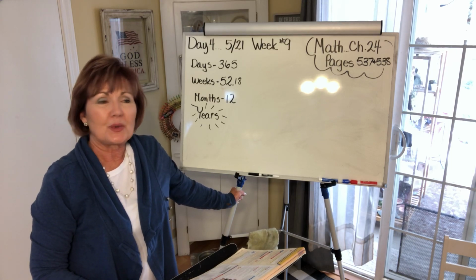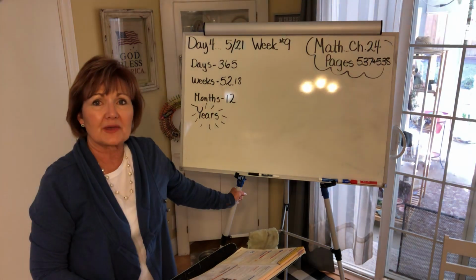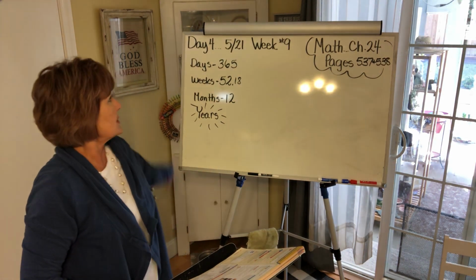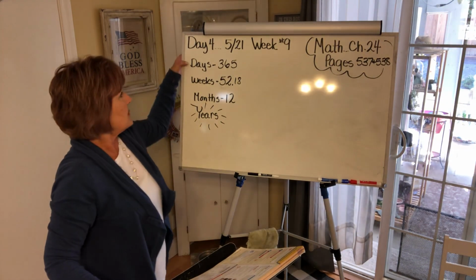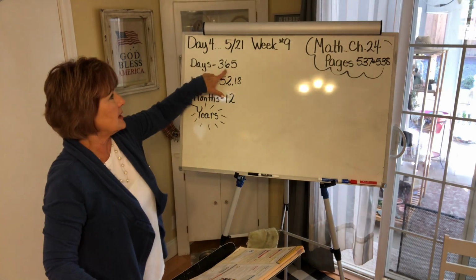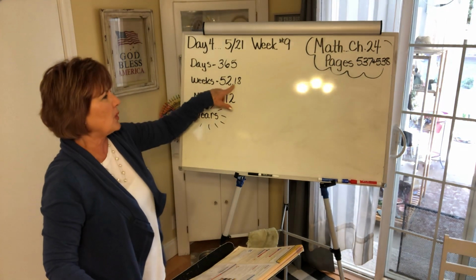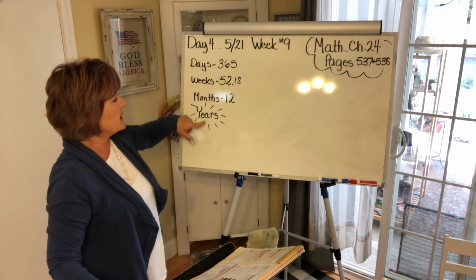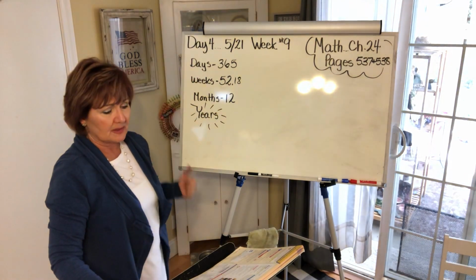Hey guys, we are looking at pages 537 and 538 for today's math, and we're going to be looking at days, weeks, months, and years. I put up here 365 days in a year, 52.18, a little more than 52 weeks in a year, and 12 months in a year. That's how it's divided.